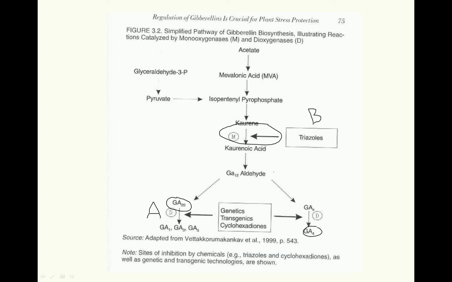the regulation is occurring even before this GA12 aldehyde, which is a precursor to a number of gibberellins, whereas the Class A compounds, trinexapac-ethyl, is much later in the pathway, so it's really only affecting a couple of compounds, and in fact, it's really just affecting this GA20 to GA5 conversion.